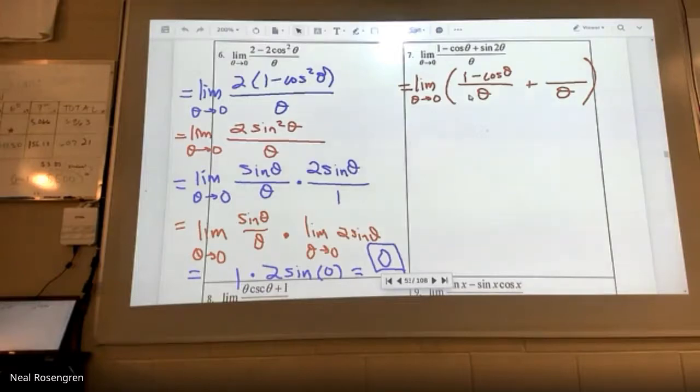Again, why did I choose plus? Well, because nothing's being multiplied. I can't write it as a product if things aren't factored yet, right? This is just a sum, so I'm going to break it apart. But I didn't do 1 over theta minus cosine over theta. 1 over theta is not a limit I know. Cosine of theta over theta is not a limit I know, but 1 minus cosine theta is. And so what's the top of that second fraction then if I've used the 1 and the minus cosine theta? Sine of 2 theta. Good.